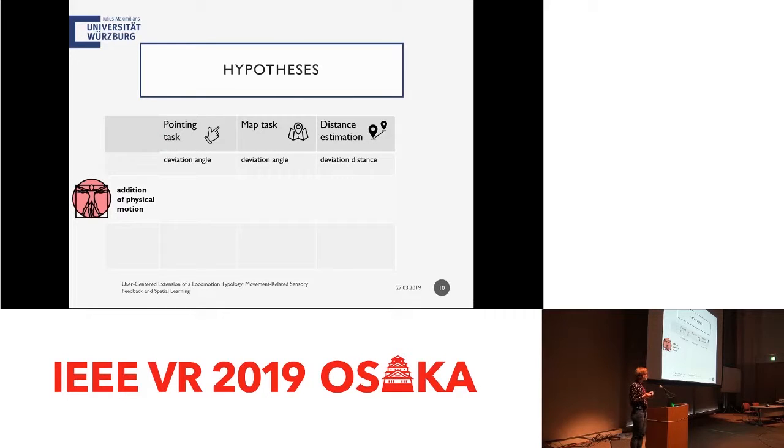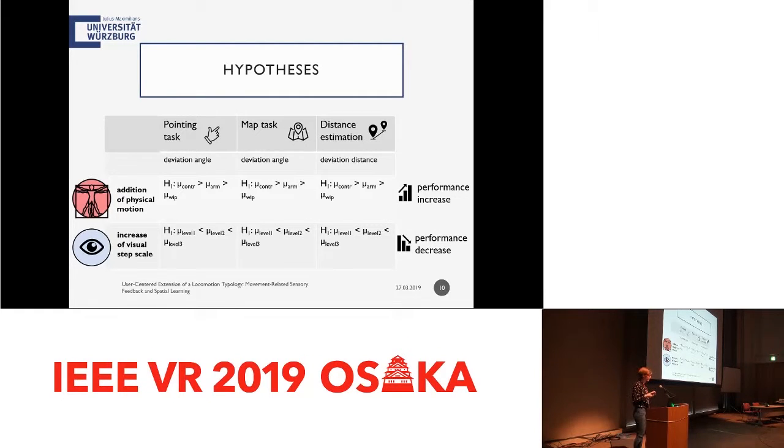Our hypotheses were that the addition of physical motion would lead to a performance increase, which means a reduced deviation angle in the pointing task and the map task, and a reduced deviation distance in the distance estimation. In the second experiment, we expected the increase of visual step scale to lead to a performance decrease, which means an increase of deviation angle and deviation distance.